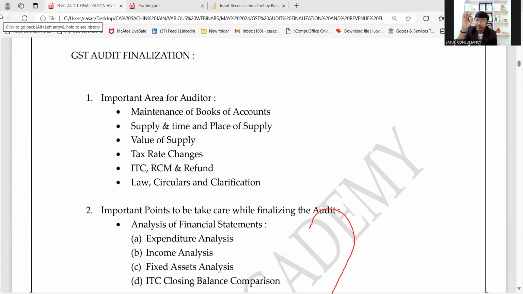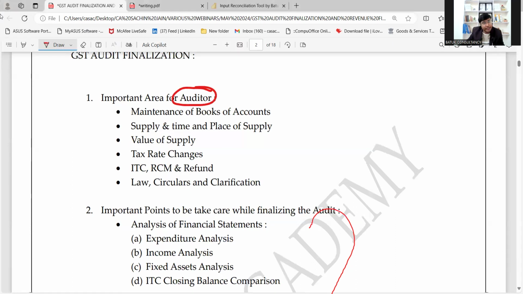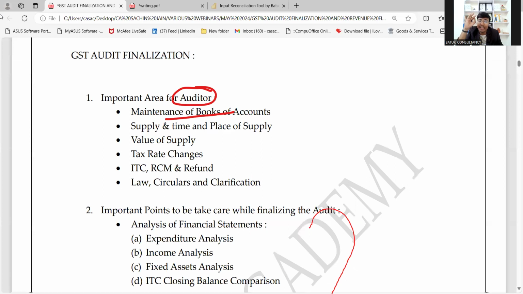Important areas for the auditor, we have already covered. I am just going to brief about that. Okay, already we have covered these particular type of things, but I'm just going to brief this particular thing. For the auditor, the maintenance of books of accounts we need to check. What type of books of accounts we need to check? I have already shared the complete list of that books of accounts.